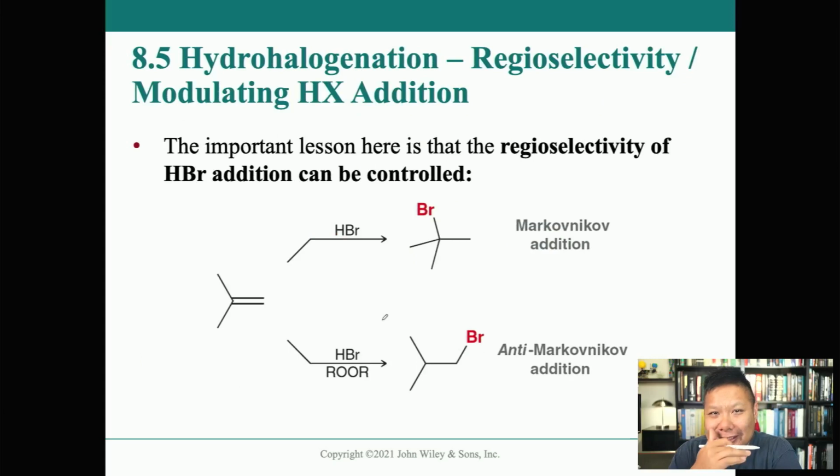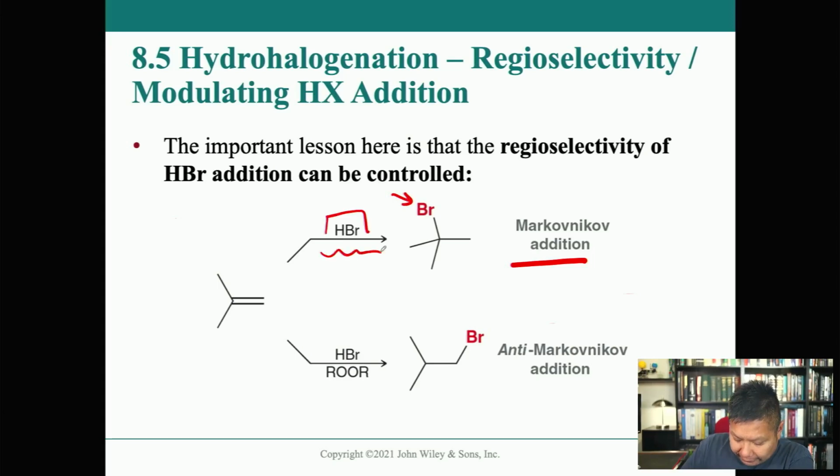So the important lesson here is that regioselectivity can be controlled. If you want to get the Markovnikov addition, where the bromine adds to the more substituted side, then you're going to do the HBr addition with no peroxide. But if you want the anti-Markovnikov, where the bromine is added to the side with more hydrogens on it, the less substituted side, you will be doing this reaction in a peroxide, with some peroxide present.